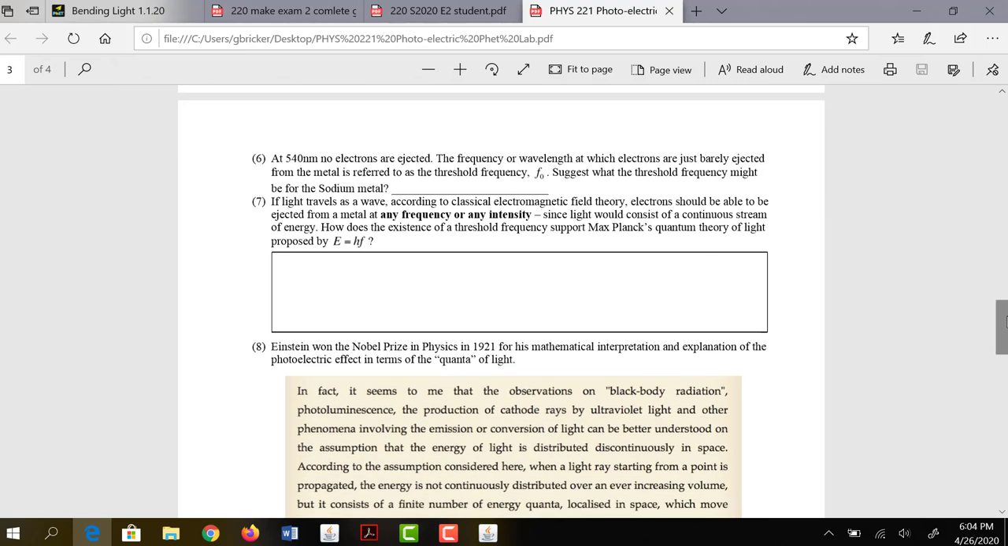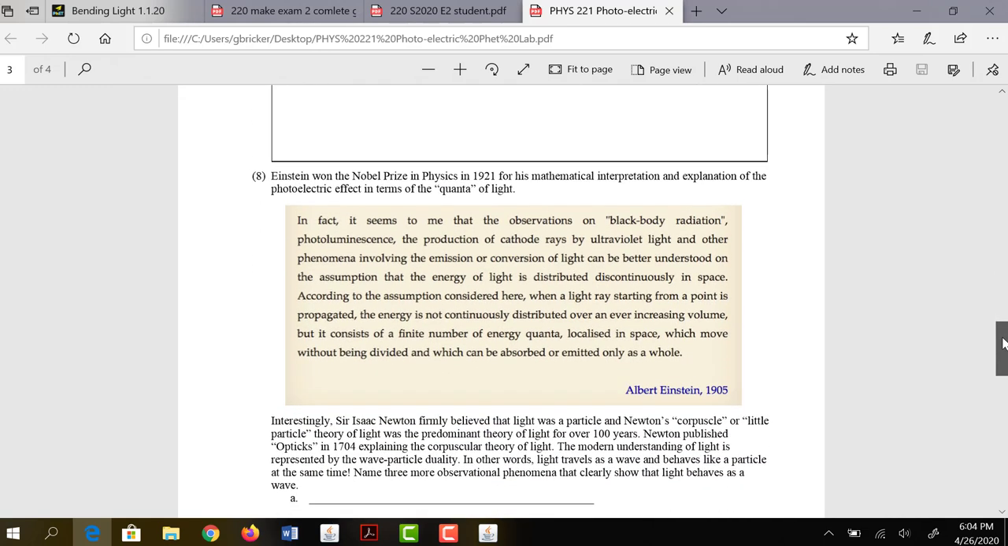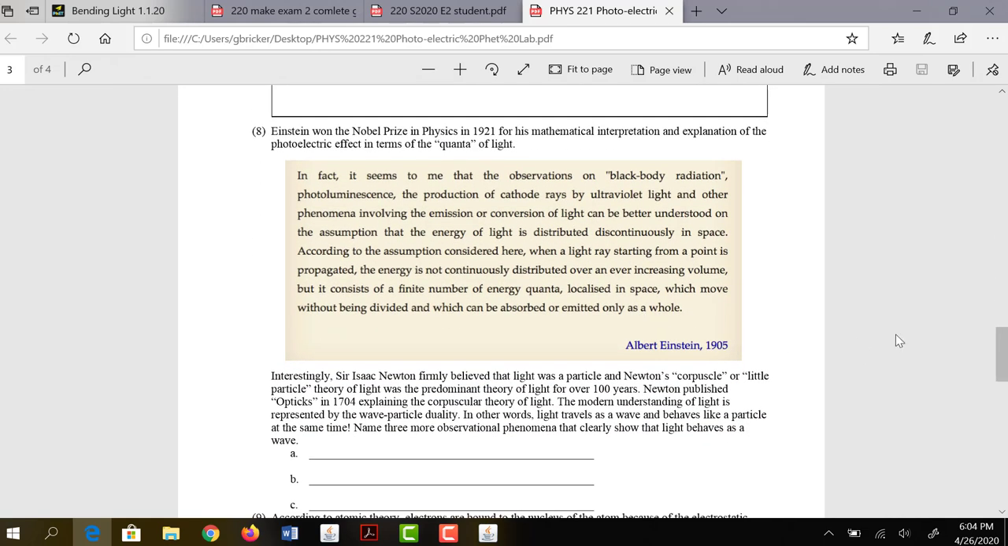I don't want to say too much about that. It'll give too much information away. A nice little blurb here about Einstein.